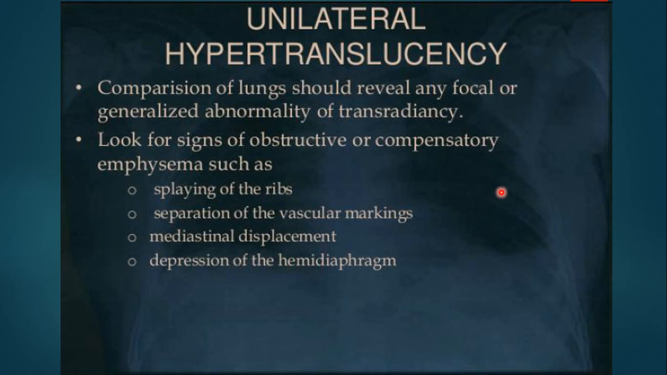Most of the time there is hyperinflation of the lung causing hypertransradiancy or hyperlucency of one lung. So you look for the signs of COPD or emphysema, such as splaying of the ribs. The ribs are displaced from each other, they are not tightly closed. Or is there any separation of the vascular markings? The vascular markings on the involved lung will be less crowded than the normal lung.